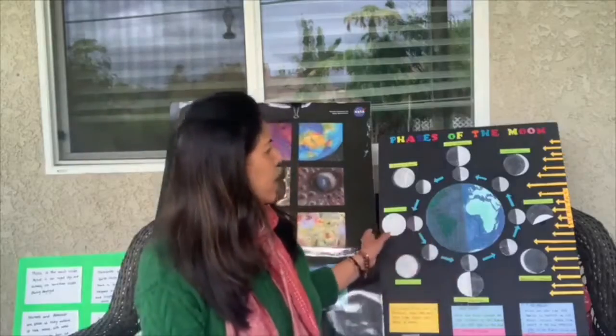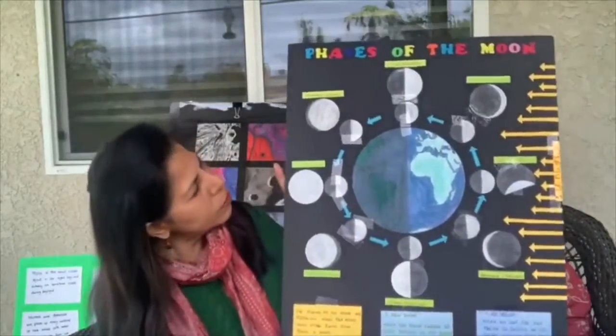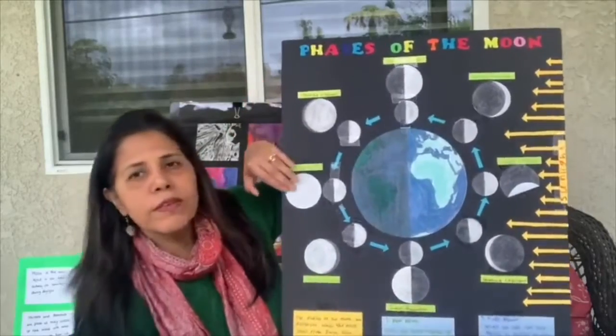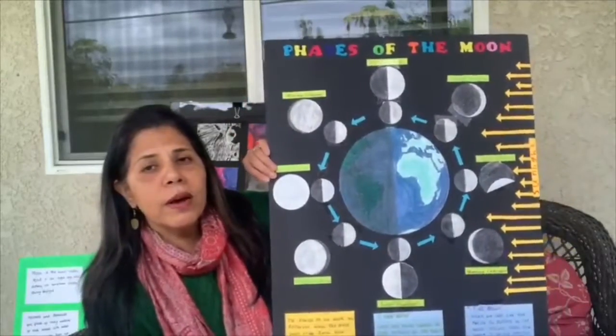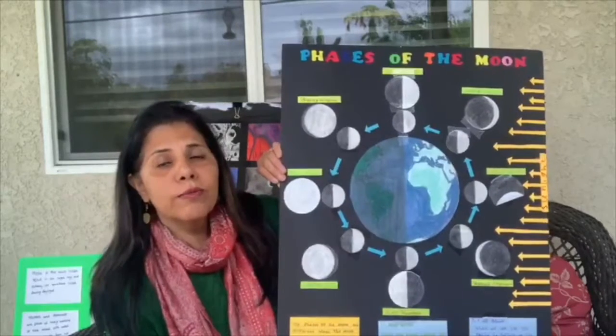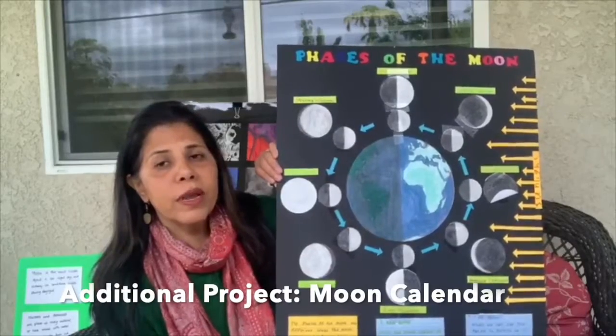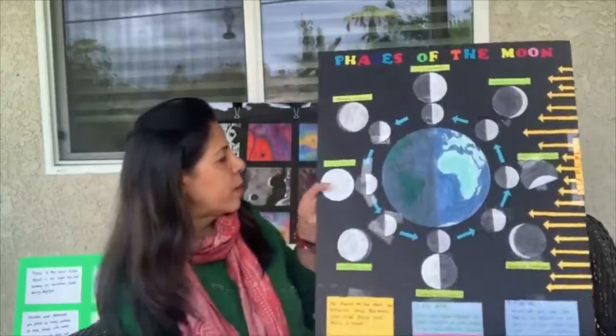Actually, as an extension of this activity, you can go outside and look at the moon tonight and look at the different phases of the moon. I have another poster that was created by a student, and these are the different phases of the moon. So go observe, and you can make a moon calendar for 3 weeks or for a month, and observe the moon every night, and draw and write about it.